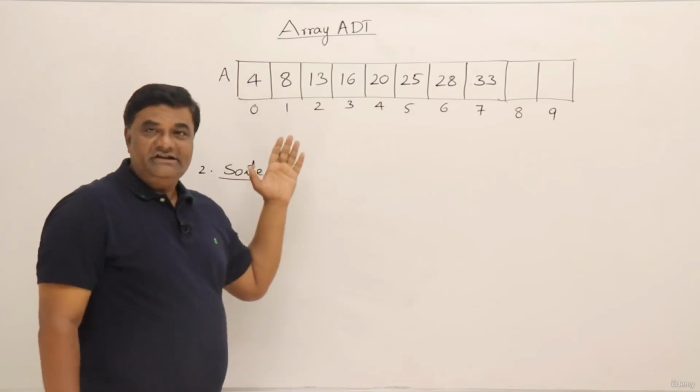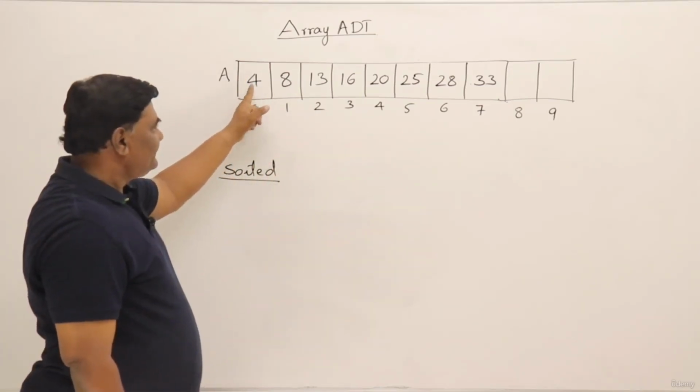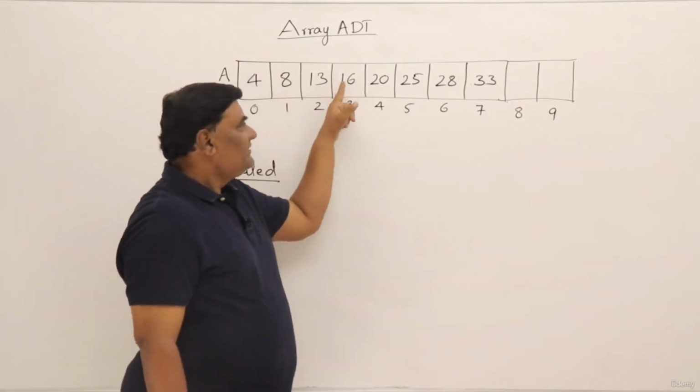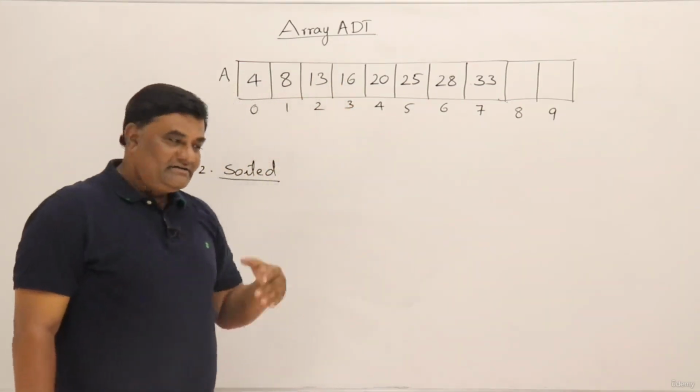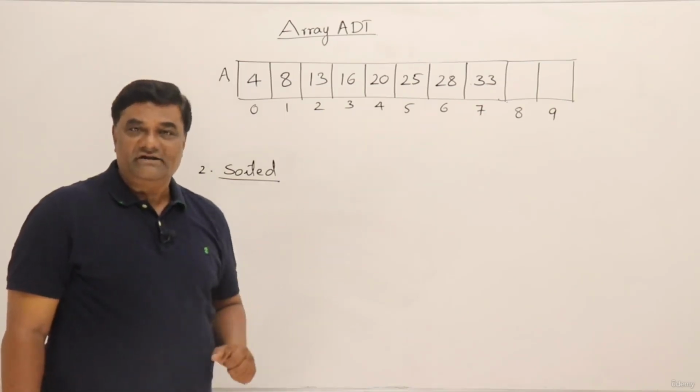So the procedure for checking whether it is sorted or not is to start from this one. This is smaller than this, and this is smaller than the next number. So every present number is smaller than the next number. Then it means the list is sorted.